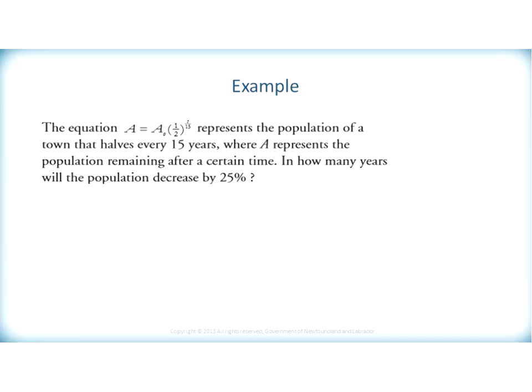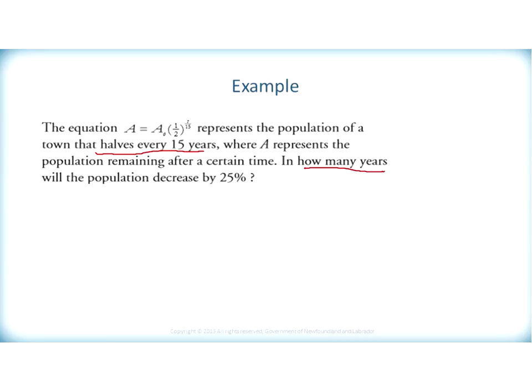Let's have a look at the next equation. We have an equation A equals the initial amount times 1/2 to the power of t over 15, which represents the population of a town that halves every 15 years. It's actually a half-life problem, where A represents the population remaining after time. How many years, here we are looking for time again, will the population decrease by 75%?